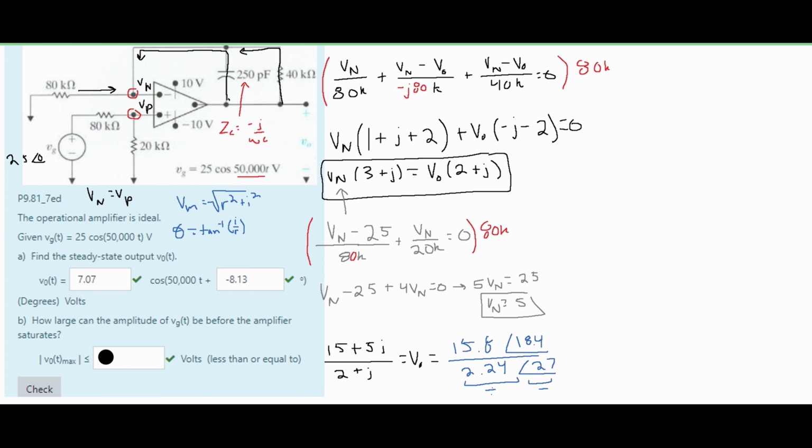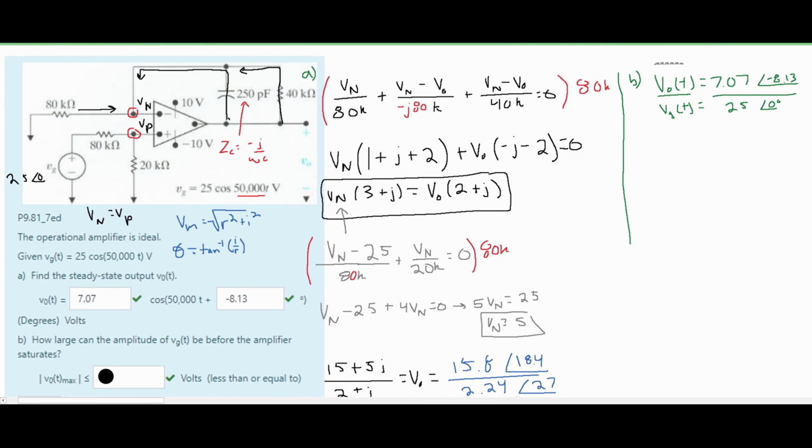Now for part B, we are asked how large can our amplifier get before it saturates. To do this, I need to find our V0 max, which is going to be the same as our Vg(t) max. To solve all that, I'm going to put our V0 over our Vg(t). We know that our V0, if we put this in the polar form, is equal to 7.07 with an angle of negative 8.13 degrees. And this is going to be over our Vg of t, and we know that our Vg of t is equivalent to 25 with an angle of 0 degrees.